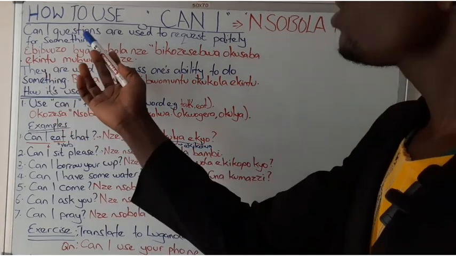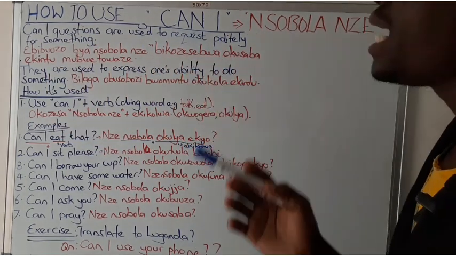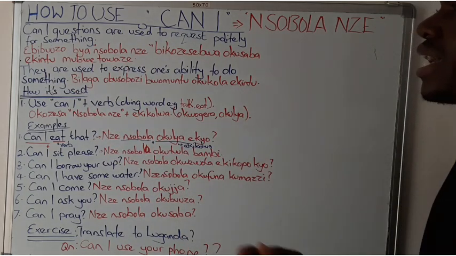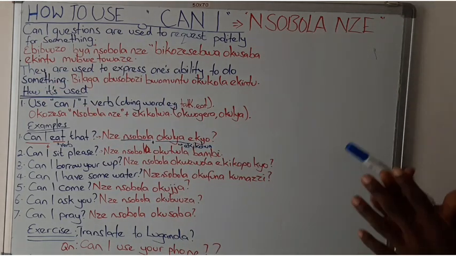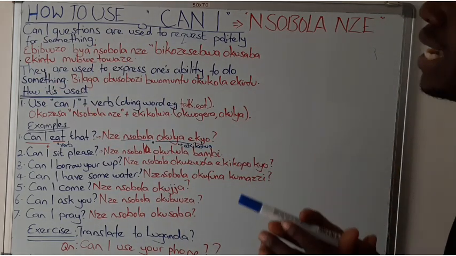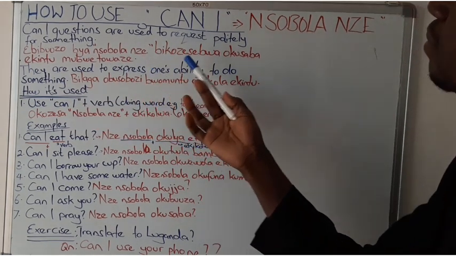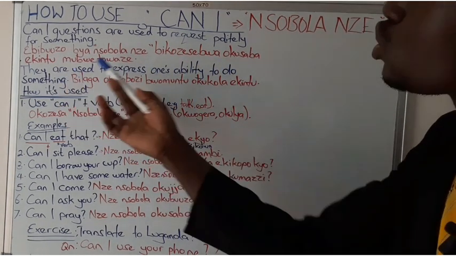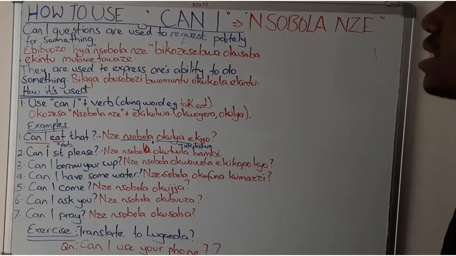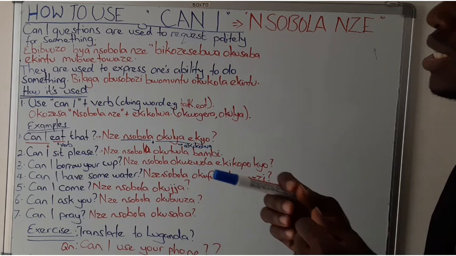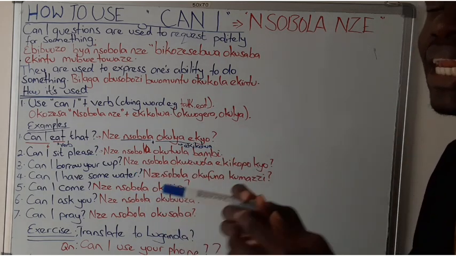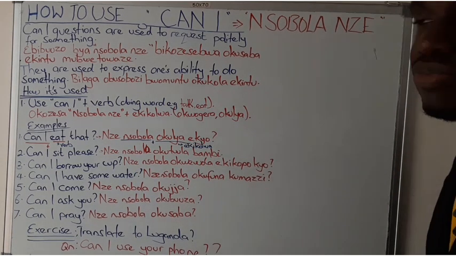Okay, so can I questions are used to request politely for something. Once again, these can I questions are used to request for something in a polite way. So ebibuuzo bya Nsobola Nze bikozesebwa okusaba ekintu mu bwetoowaze. Remember, politeness is obwetoowaze in Luganda.